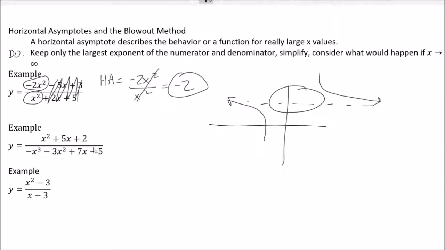Let's do another one. In this one, I'm only going to look at the biggest power of the numerator and the biggest power of the denominator. That would be these little guys right here. Let's simplify that out. And what we get is 1 over negative x. So remember, it's as x approaches infinity, or a really, really big number. So think about this. If you take 1 and you divide by a really big number, that actually approaches 0.